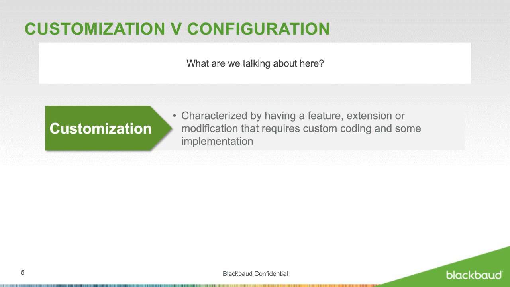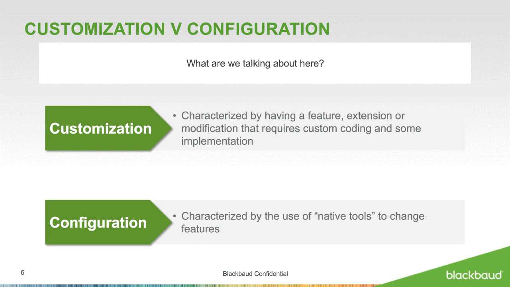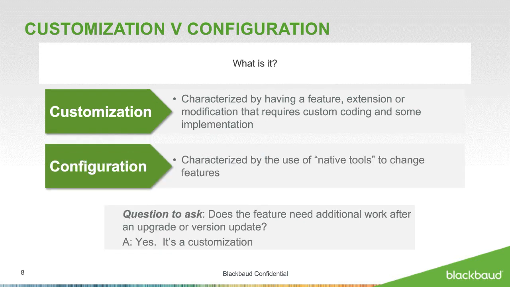Customization is a feature or extension or modification of a software feature that requires custom coding and some form of implementation. A configuration is where you use native tools in the system to change its behaviors and features. Now, those things kind of sound similar, so you might be asking yourself, what's the difference? There's a key differentiation between customization and configuration, and basically it's this. Does the work done to enhance the feature or extend its capability roll with an upgrade?